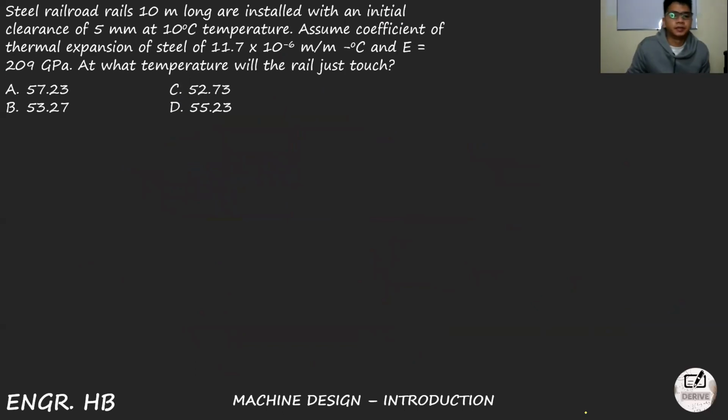Steel railroad rails 10 meters long are installed with an initial clearance of 5 mm at 10 degrees temperature. Assume coefficient of thermal expansion of steel of 11.7 times 10 to the negative 6 meters per meters degree Celsius, and E is equal to 209 gigapascals. At what temperature will the rail just touch?